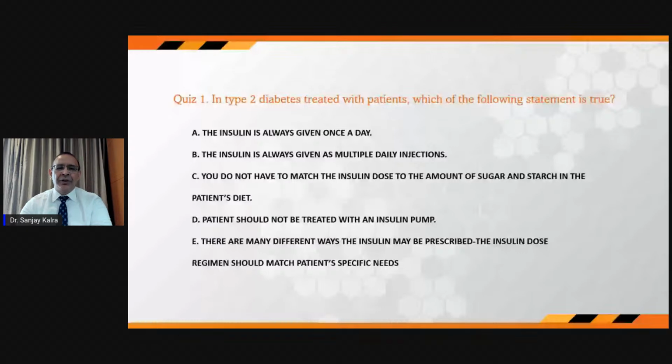A, insulin always given once a day. B, insulin always given as multiple daily injections. C, you do not have to match the dose to the sugar amount. D, you do not have to treat with a pump. E, there are many different ways that you may prescribe insulin. The dose regimen should match the patient's needs.